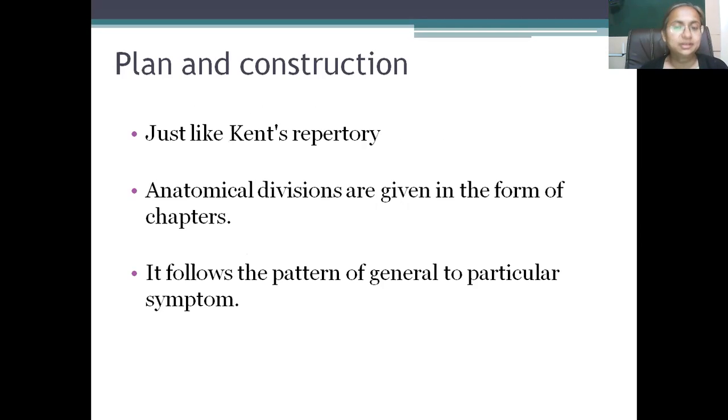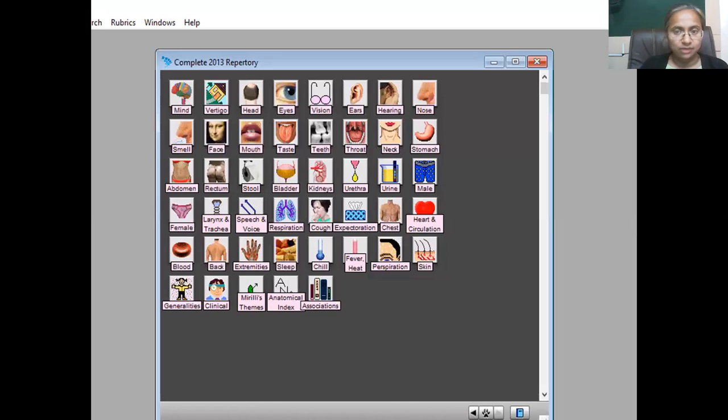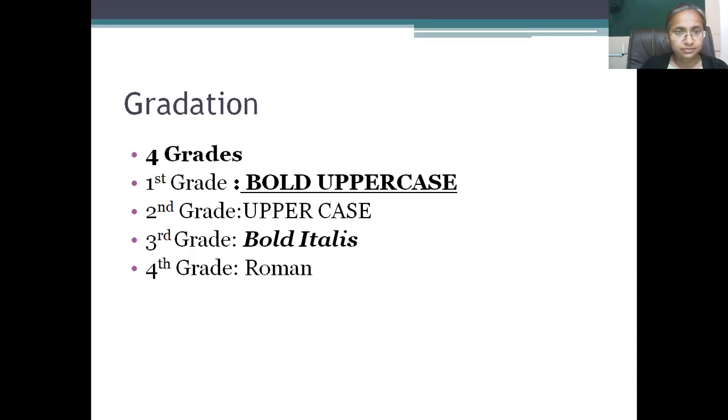So you will see anatomical divisions are given in the form of chapters, and it follows the pattern of this general to particular symptom. So first of all, you will see a general symptom, and then the particular or peculiars in the subrubrics. Okay, so these are the chapters in the Complete Repertory. This is the 2013 edition which I use. Though Complete 2020 is also available now, I use this older one which I have.